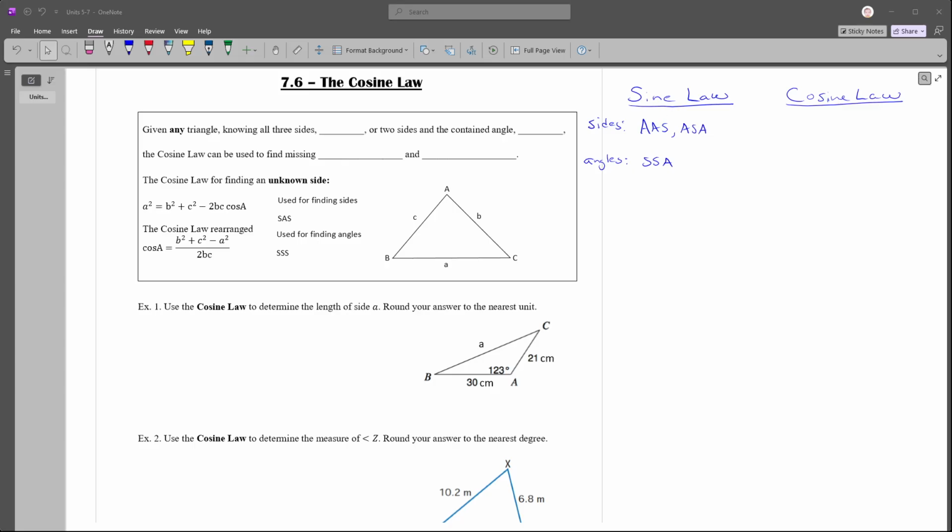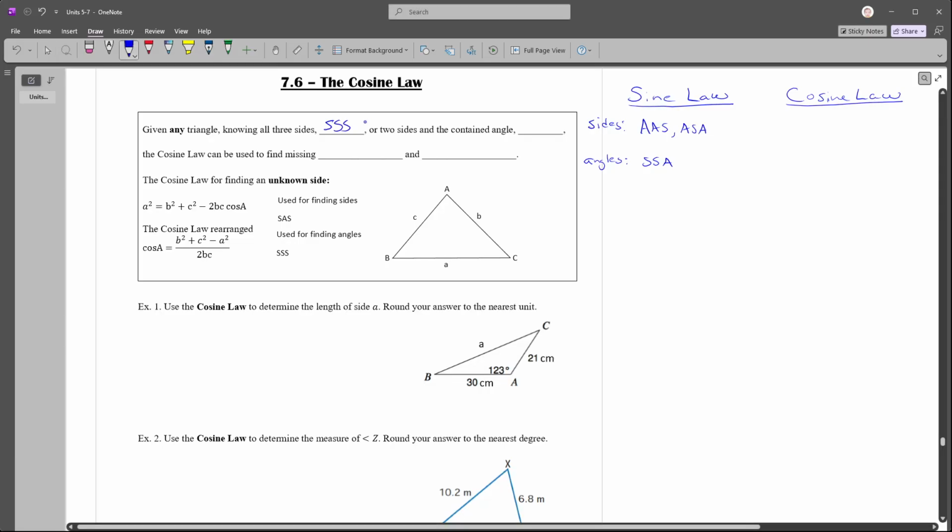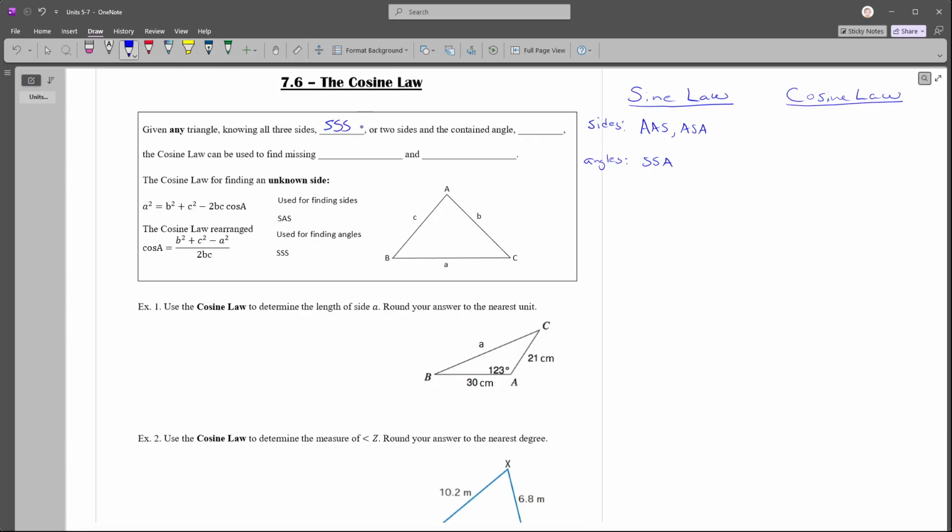Now, if we are given any triangle and we know all three sides, there's our snake again from the old similar triangles lesson when we wanted to prove two triangles were similar. Awesome. Or we have two sides with a contained angle. Side, angle, side. Oh, we got our sassy snake. So if we're given a triangle with the sassy snake, either one of those, then that means that we can apply the cosine law.